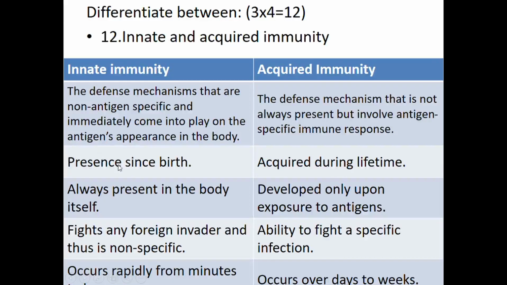Innate immunity is present at birth but acquired immunity is acquired during the lifetime. Innate immunity is always present in the body but acquired develops upon exposure to an antigen. Innate fights against foreign invaders and thus is non-specific, but acquired is the ability to fight a specific infection. Innate occurs rapidly, in minutes to hours, but acquired occurs over days to weeks.